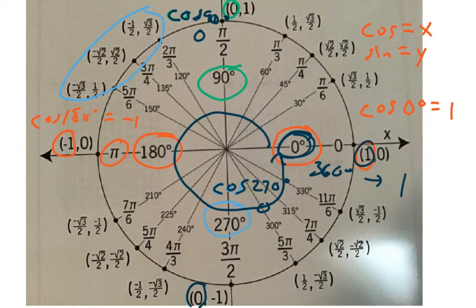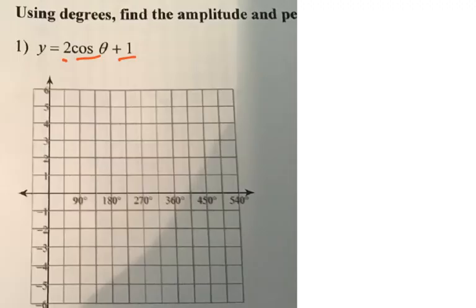So remember, x is cosine, y is sine. That's one of the things I want you to start getting at. I've been drilling you for a couple weeks now on different videos. X is cosine, y is sine. Okay, believe it or not, guys, we're ready to do this. Let's make a table.